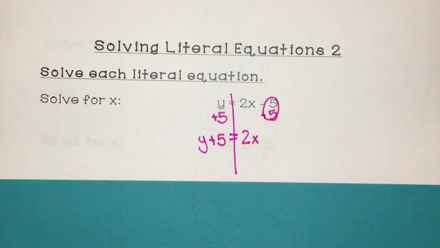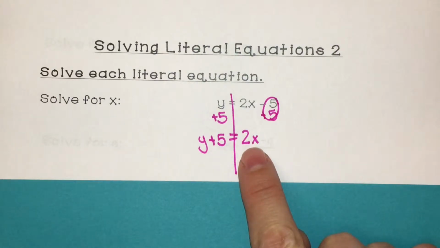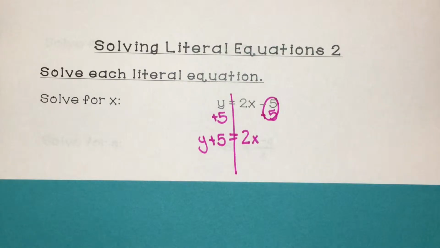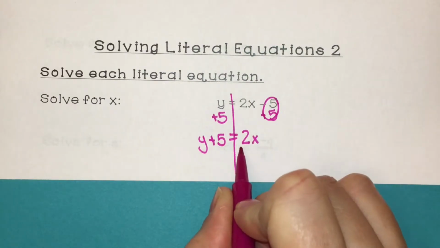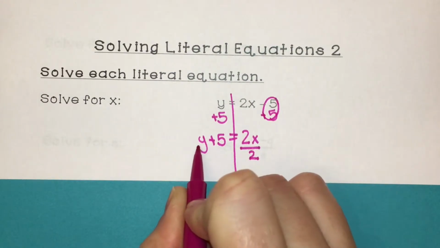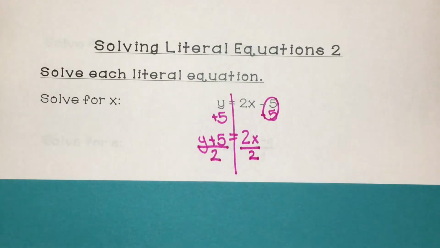Okay, so remember, anytime you have a number multiplied by a variable, they're right next to each other. So this means 2 times x. So to get x by itself, we're going to do the opposite operation. Because it's currently being multiplied by 2, to get that 2 to go away, we're going to divide by 2. But anything we do to one side, we must do to the other.